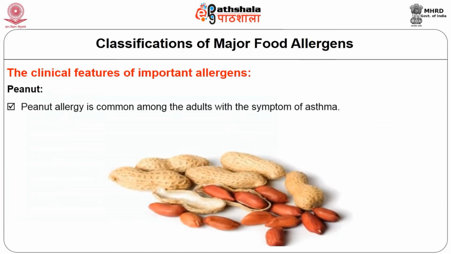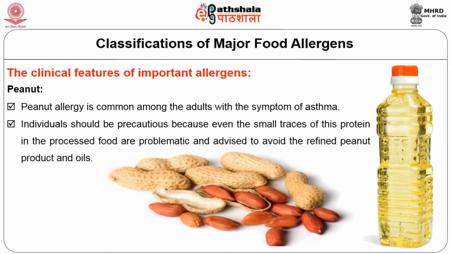Peanut allergy is common among adults with symptoms of asthma. They will have some kind of respiratory problem. So individuals should be cautious, because even small traces of this protein in processed food are problematic, and they are advised to avoid refined peanut products and oils which are based on peanut.